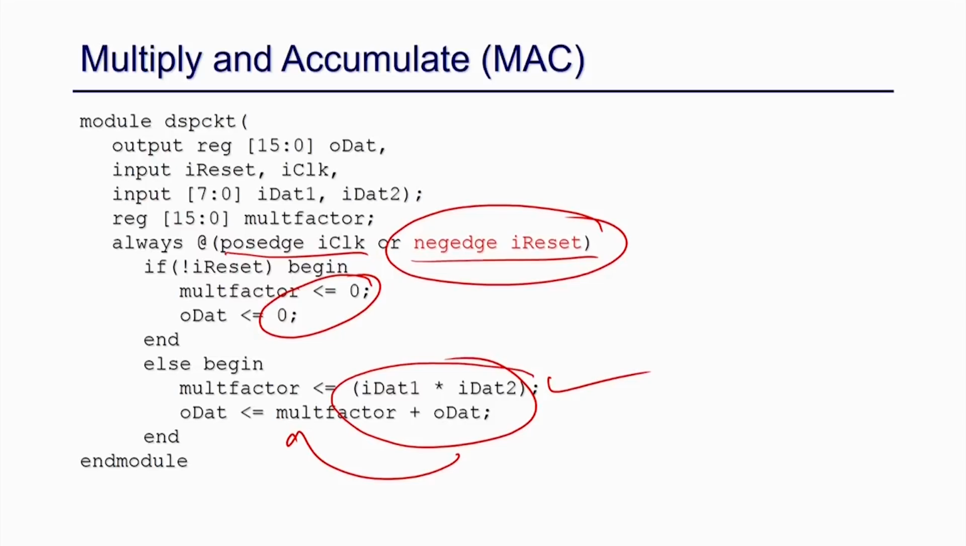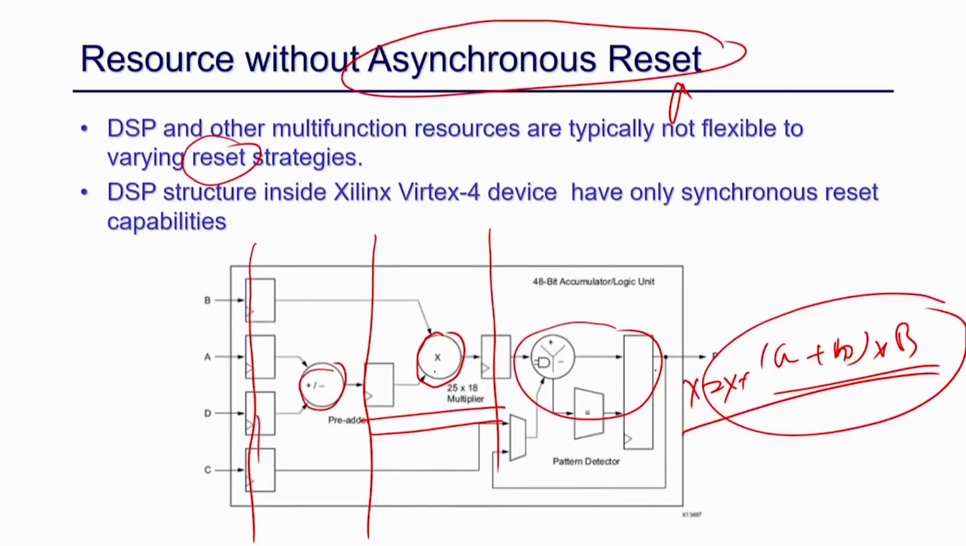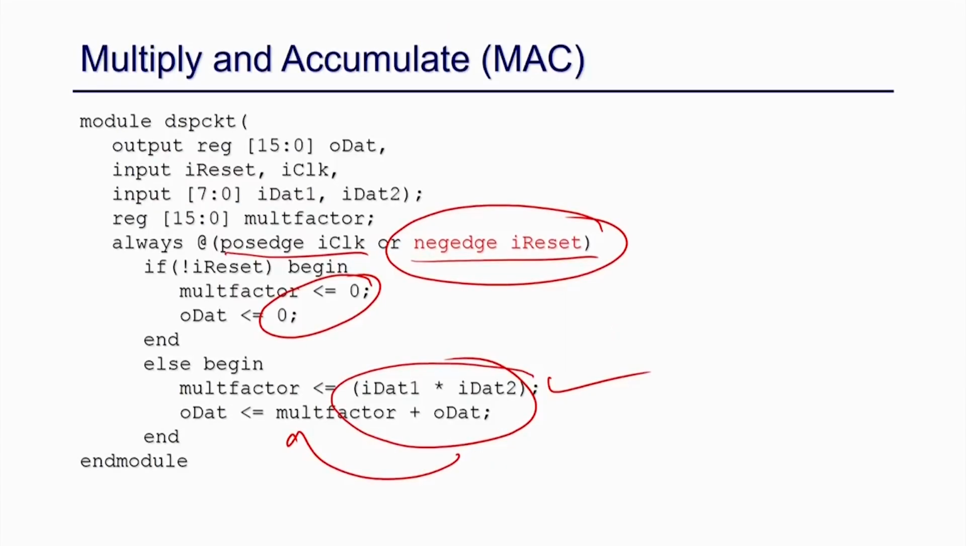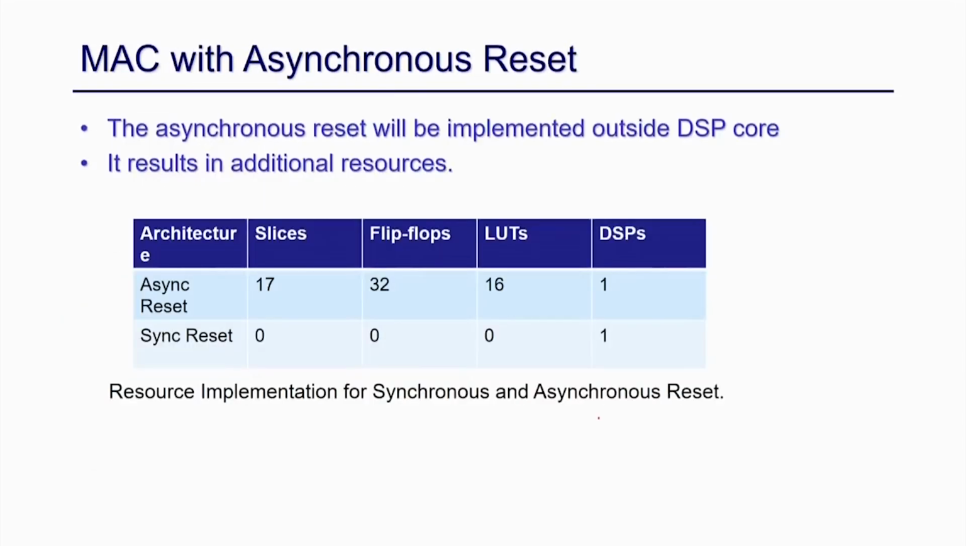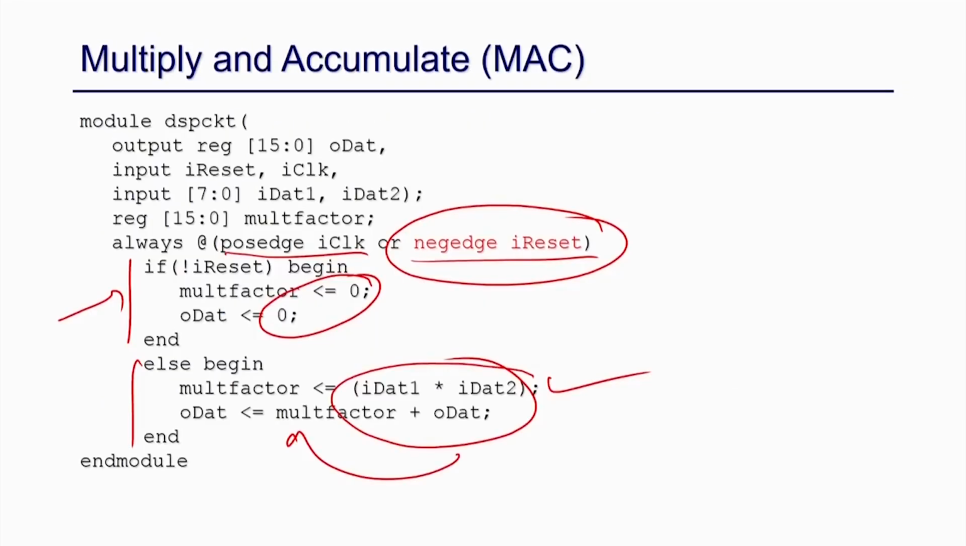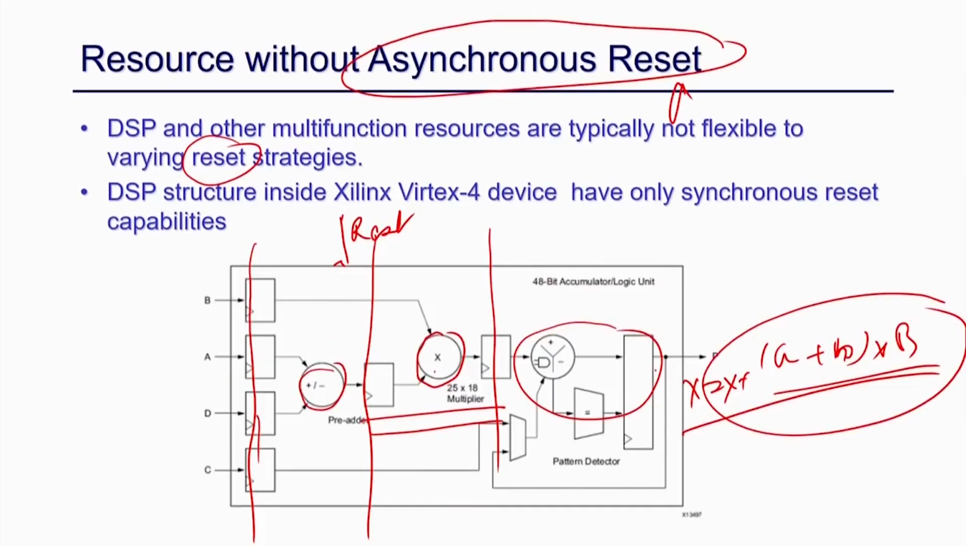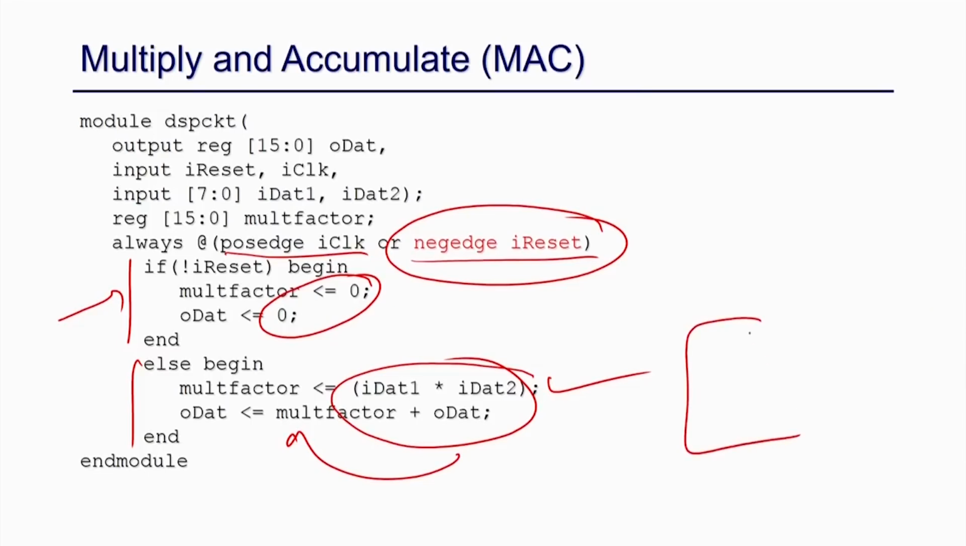But the problem is that since this is an asynchronous reset, this cannot be the whole structure, because this reset pin cannot be connected to the reset pin of that particular MAC, as it is asynchronous. So, what will happen is that this particular extra thing has to be implemented outside of the DSP block. This can be mapped to DSP, but this has to go outside of the DSP block. And that will actually create a problem, because this is your DSP, so the multiplier will go to the DSP.